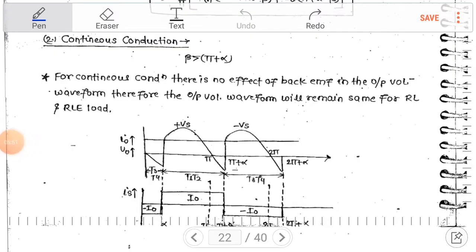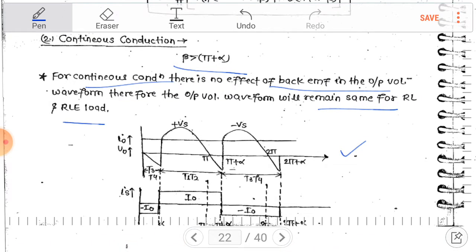In the third case, if beta is greater than pi plus alpha, then what will happen? There is continuous conduction, so no effect of back EMF in the output voltage waveform. So it will remain the same for RL and RLE load, and we get the constant current magnitude and the voltage without any time period where V output is equal to back EMF E. So no effect of back EMF is present.